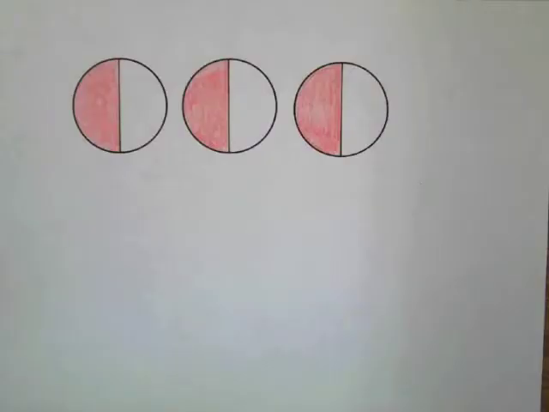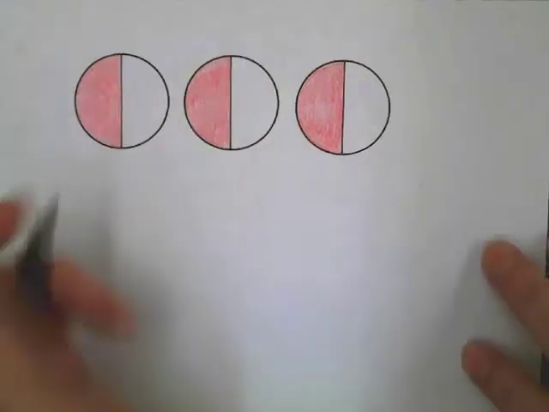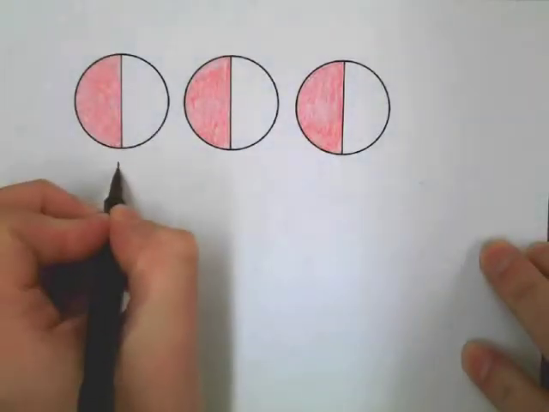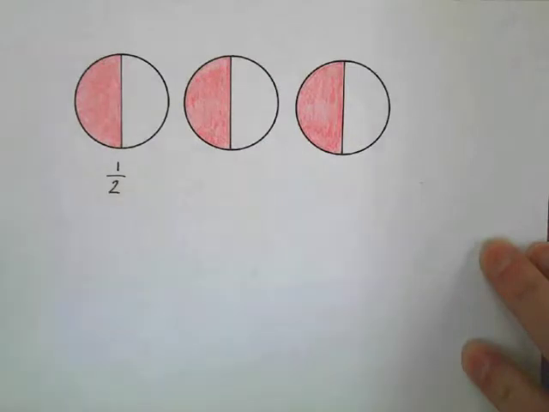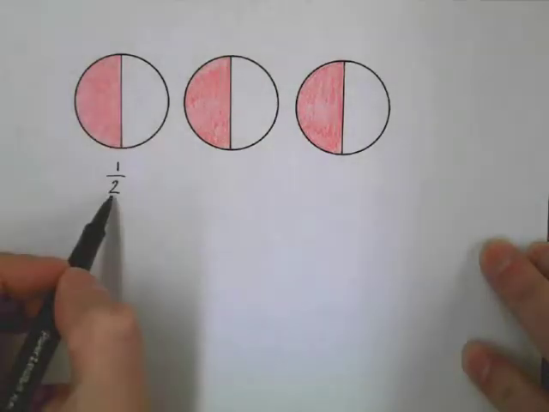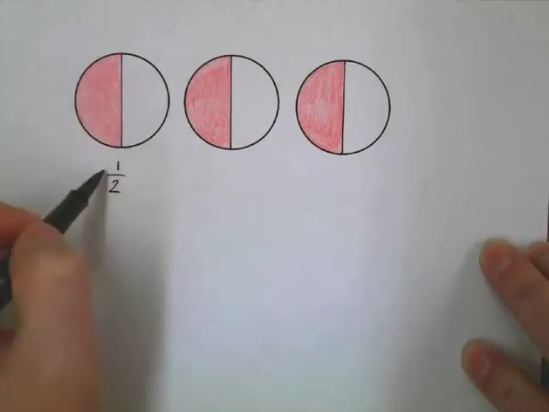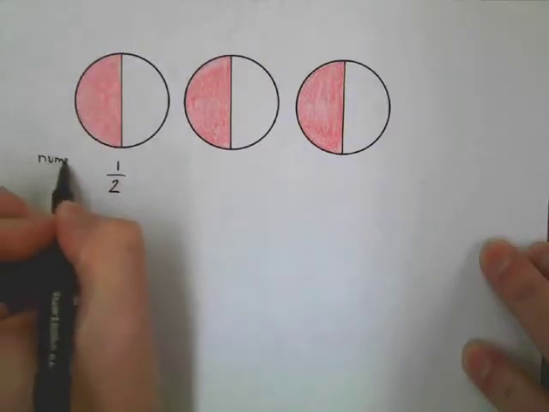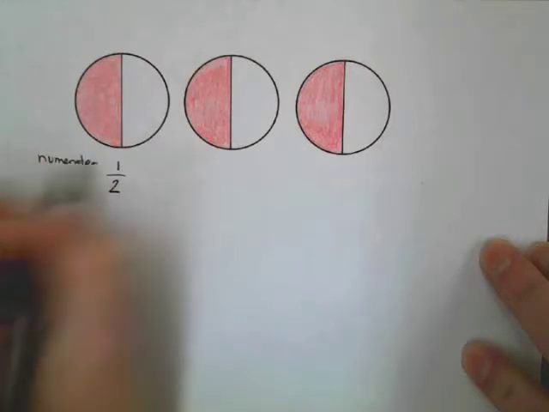Lesson 4-5, Example 1. Our objective is learning to write equivalent fractions. So here we have a circle, and half of it is shaded in red. And we would say that we have two pieces, so our denominator is 2, and we have one of those shaded, so our numerator is 1. So numerator, denominator.